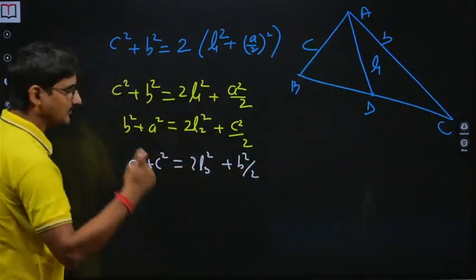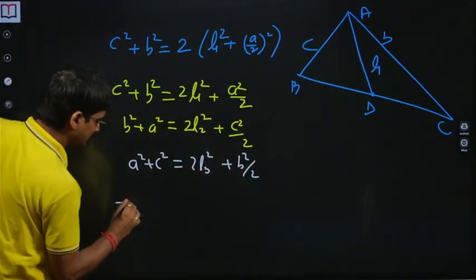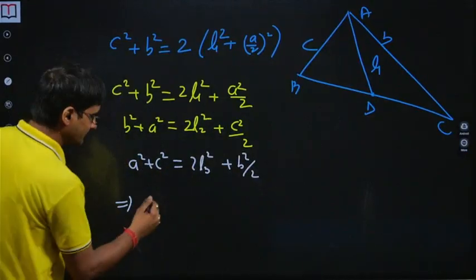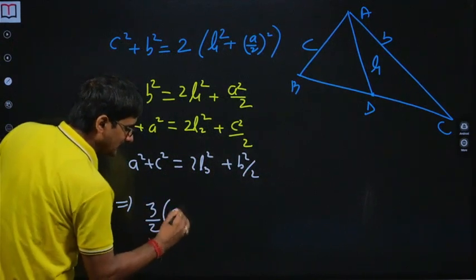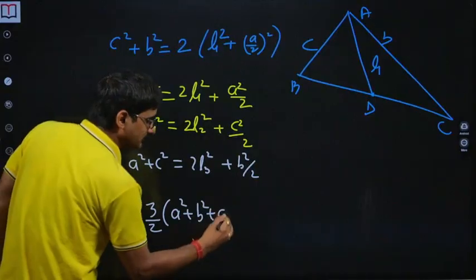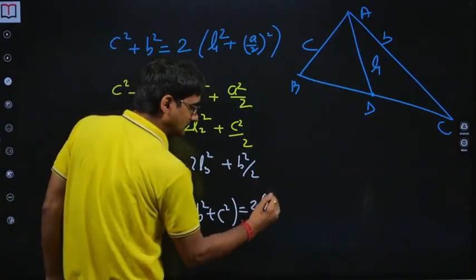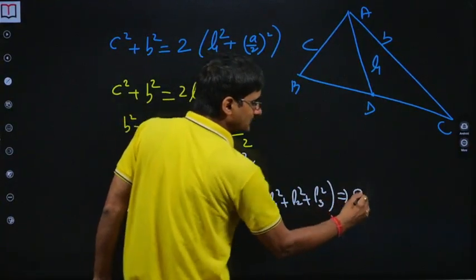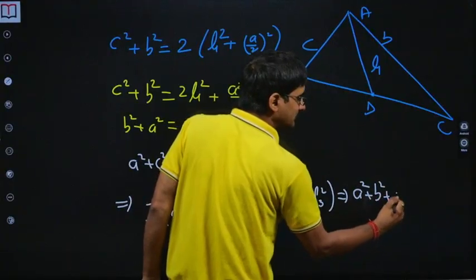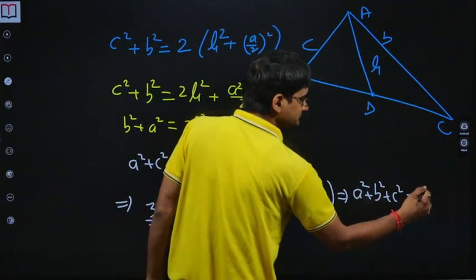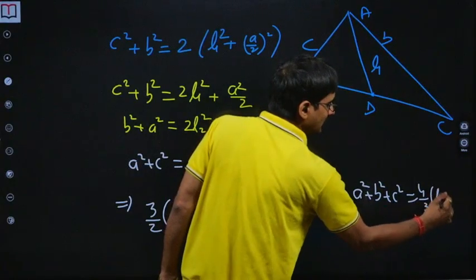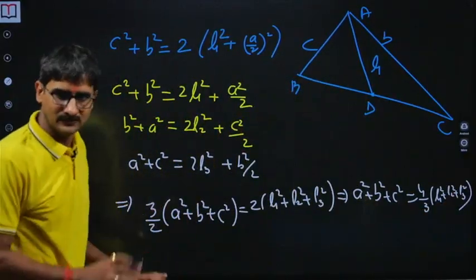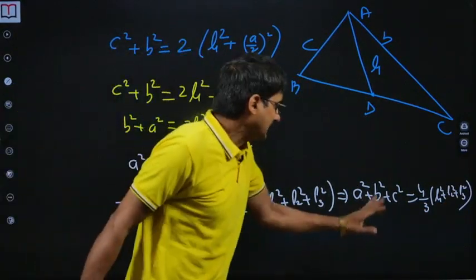If I add them all, 2A square minus half will be 3A square by 2. So 3 by 2 times A square plus B square plus C square is equal to 2 times L1 square plus L2 square plus L3 square. So from here we can say A square plus B square plus C square will be 4 by 3 times L1 square plus L2 square plus L3 square. Fair. Okay, so that's one thing.